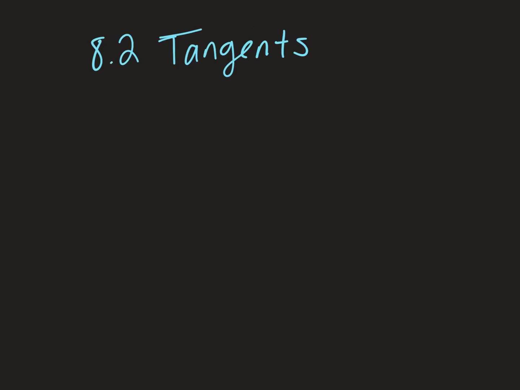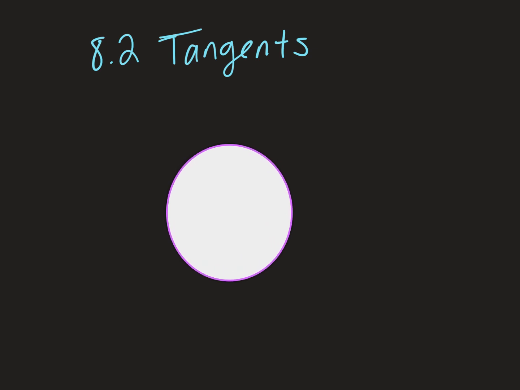In section 8.2, we talked about tangents. Who remembers what a tangent line is? It touches the circle how? It's just at one point. Only at one point, that's your tangent line.